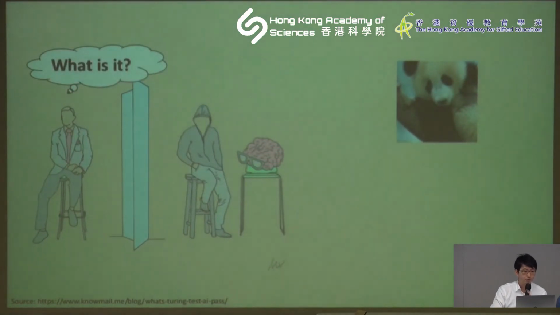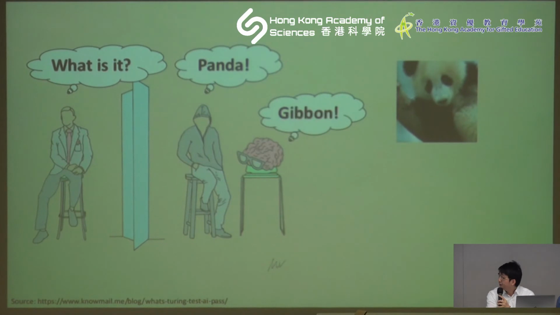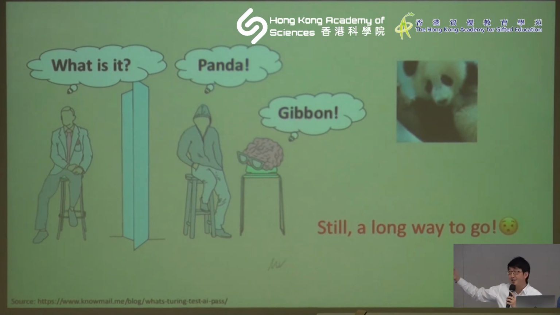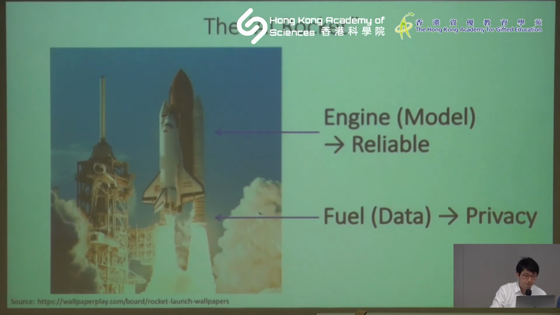So back to that question, what is this picture? A panda or a gibbon. It seems you can always use adversarial sample inputs to differentiate whether it's a machine or a human. So I would say there is still a long way to go for the intelligence of machine learning to catch up with humans, in some sense, and a long way to go to make machine learning systems as robust as possible.